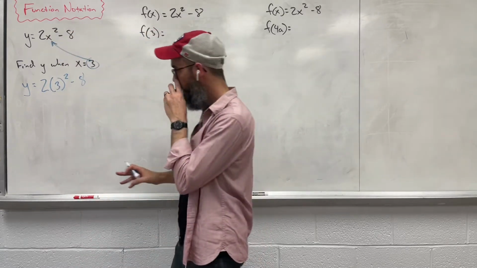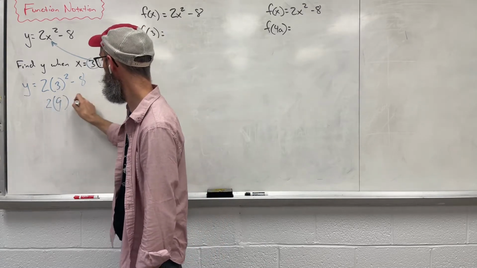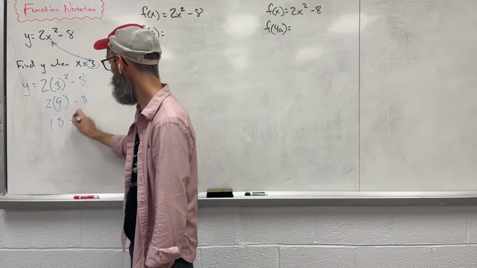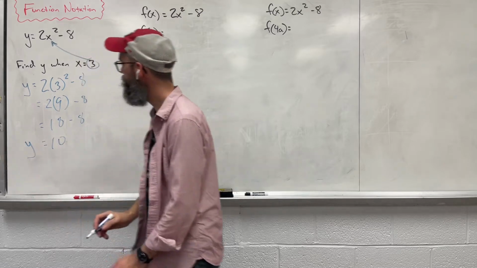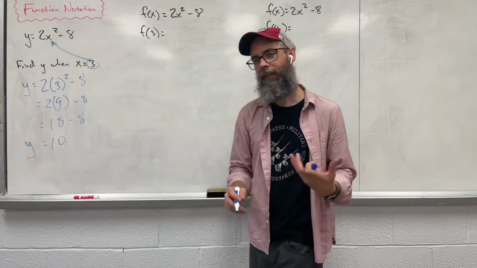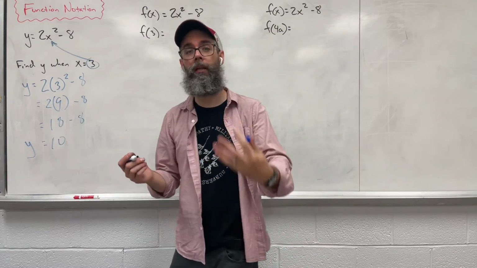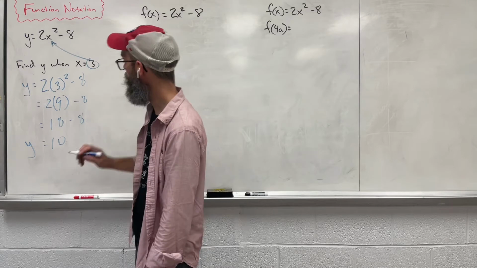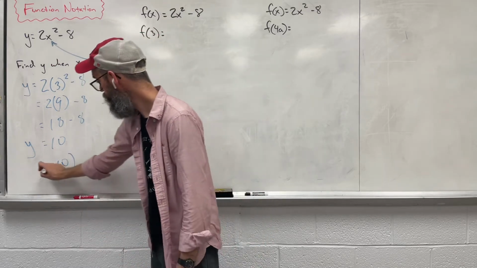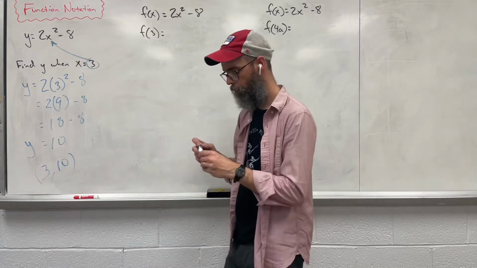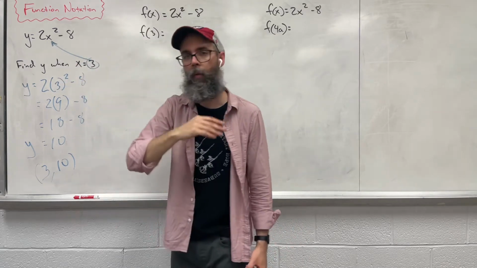Order of operations here. Take care of the exponent. 3 squared gives us 9. 18, and then 10. So y equals 10. Now, I might even ask, can you write that as a coordinate? Well, sure. What number did we plug in first? First, we inputted a 3, then we outputted and came up with an answer of 10. So we could rewrite that as a coordinate if we wanted to. So directions: find y when x equals 3, plug it in, solve away.